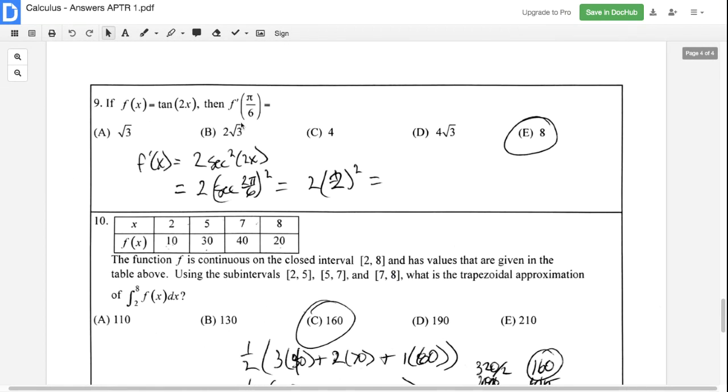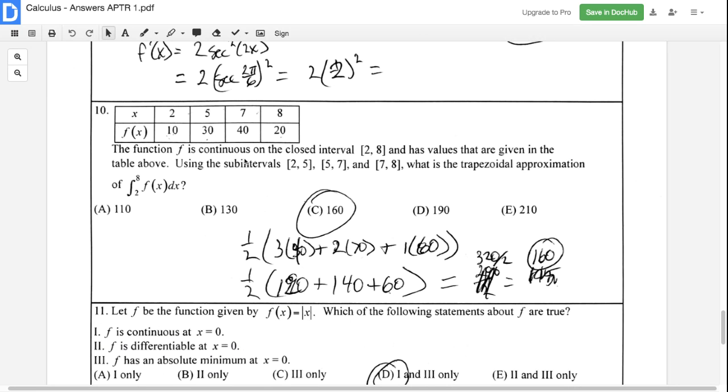Number 9, we just want f prime of pi over 6, so I need to take the derivative and plug in. Derivative of tangent is secant squared. Inside stays the same. Don't forget to take the derivative of the inside. If you mess up, that's probably where you mess up. Don't forget to take the derivative of the inside. I plug in pi over 6, so that gives me secant of pi over 3. Secant of pi over 3 is equal to 2. 2 squared is 4. 4 times 2 gives me 8.